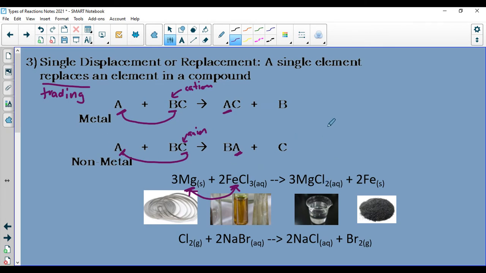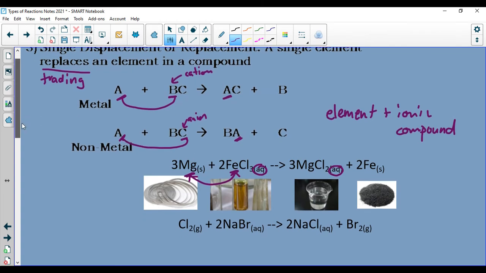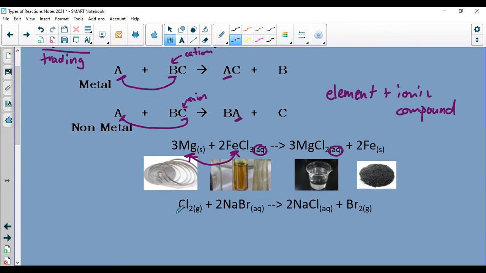So notice that we have an element plus an ionic compound to start. And I also finish with that as well. And notice that the ionic compounds are aqueous or dissolved in water. That's necessary to allow those individual ions that are dissolved in solution to interact with the metal in the reaction. Here we see that we have an example of a nonmetal.